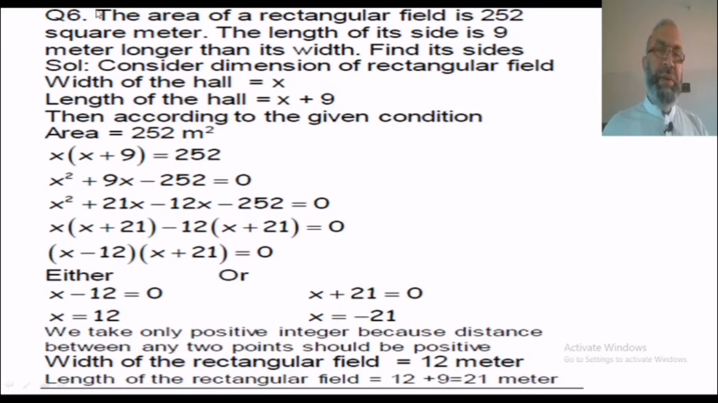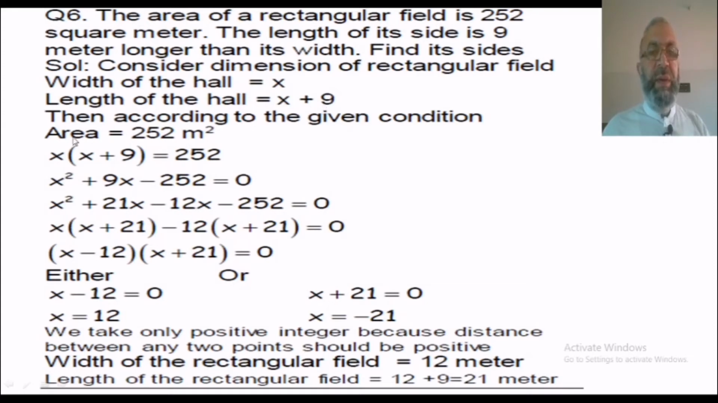Now come to 6, again an application regarding area. The area of a rectangular field is 252 square meter. The length of its side is 9 meter longer than its width. So again we substitute the width equal to x, and length is 9 meter more, meaning x plus 9. So the length of the field becomes x plus 9.